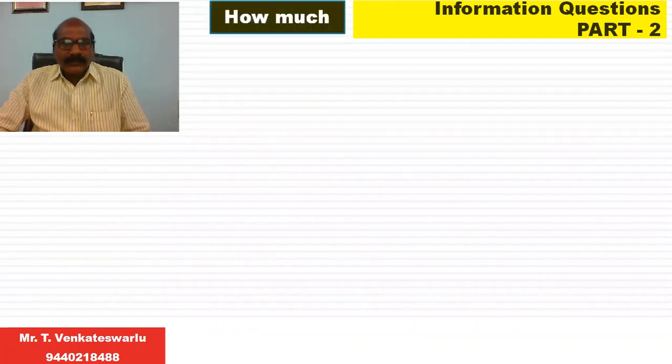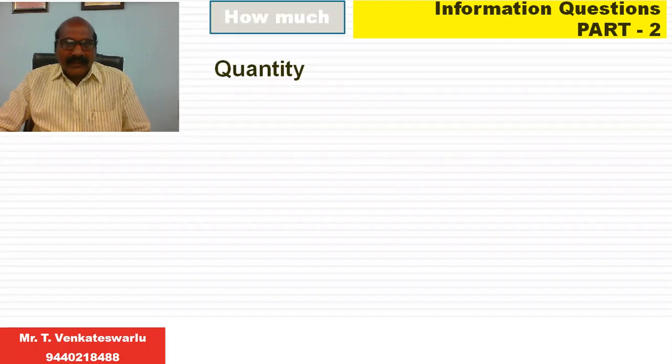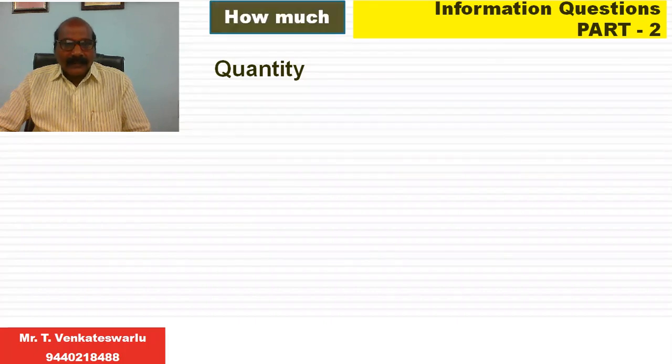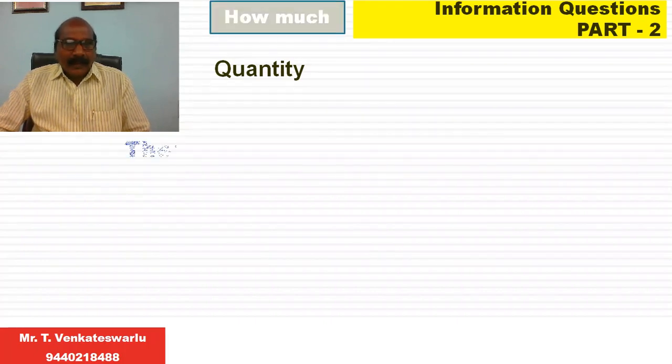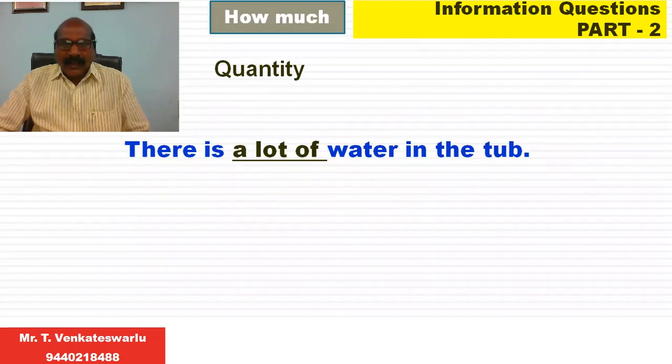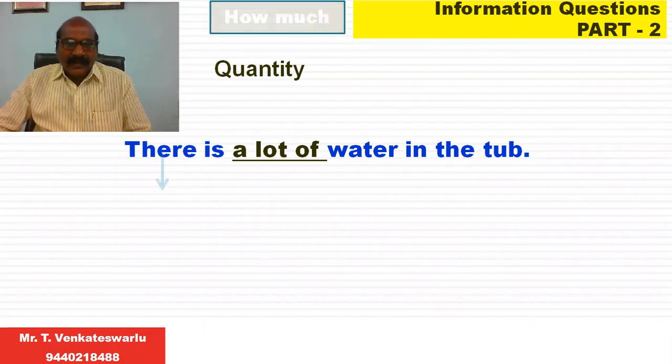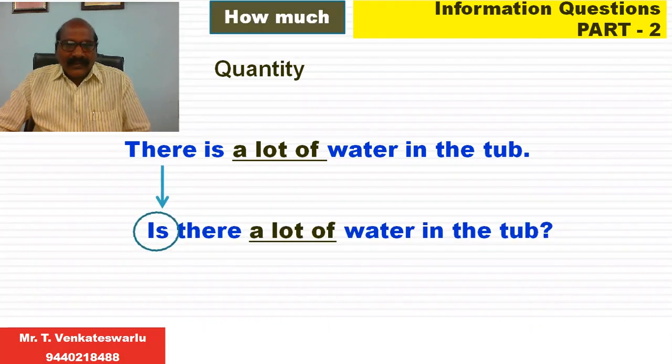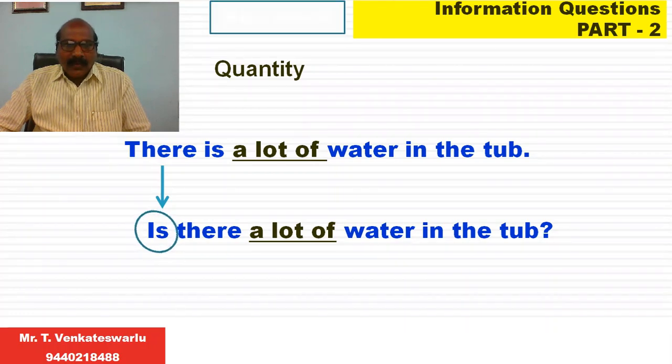The very first one, how much. The question phrase how much is used to refer to some quantity. See some example. There is a lot of water in the tub, and this is the statement. Generally we have to change the statement into a yes or no type question first, later we convert that into an information question. And when we change it into a yes or no type question, the subject and the verb are inverted. Both are inverted. Is there a lot of water in the tub? This is the yes or no type question.